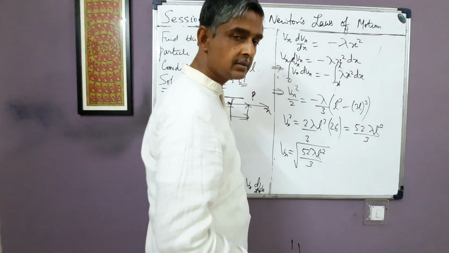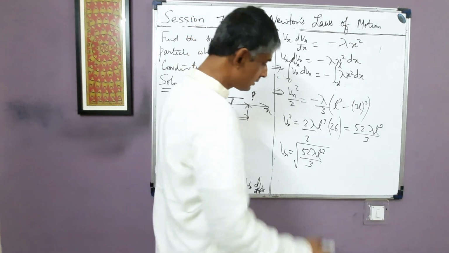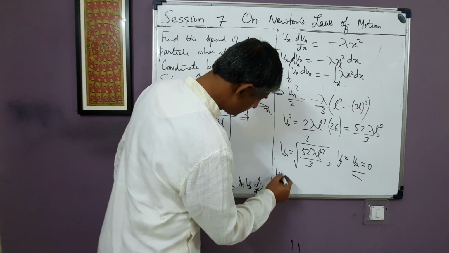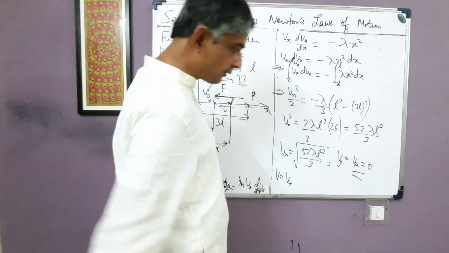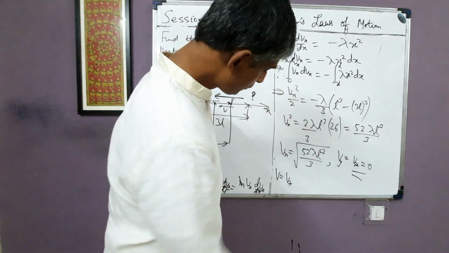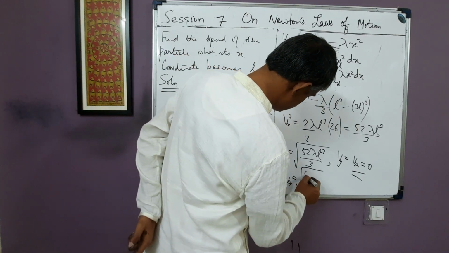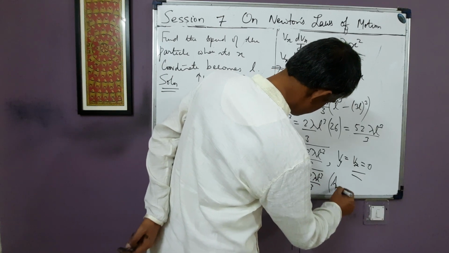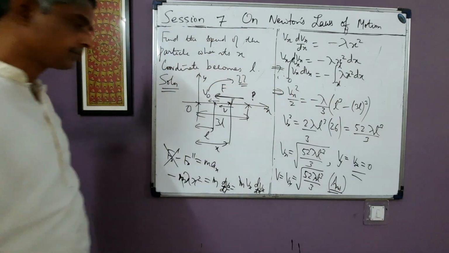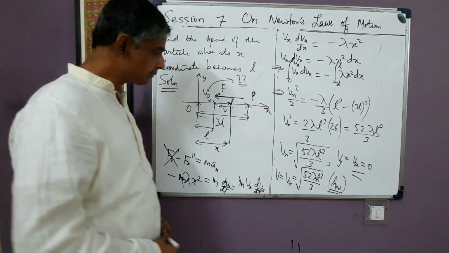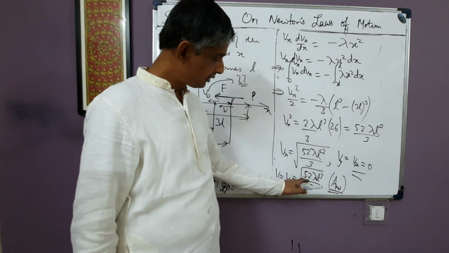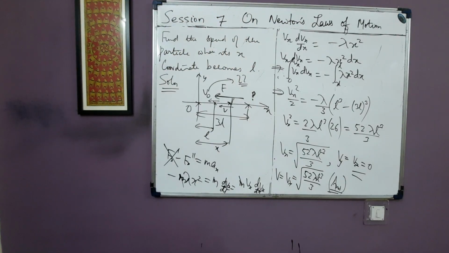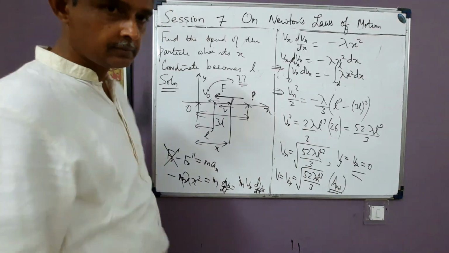Since the movement is along the x axis, there is no motion along the y and z axes. Therefore vy and vz are always 0. So speed v is the root of vx square plus vy square plus vz square. Since vy and vz are both 0, this becomes vx, which is the square root of 52 lambda L cube by 3. This is therefore the required answer. So the speed of the particle when its x coordinate becomes L is the square root of 52 lambda L cube by 3. I hope it is clear.